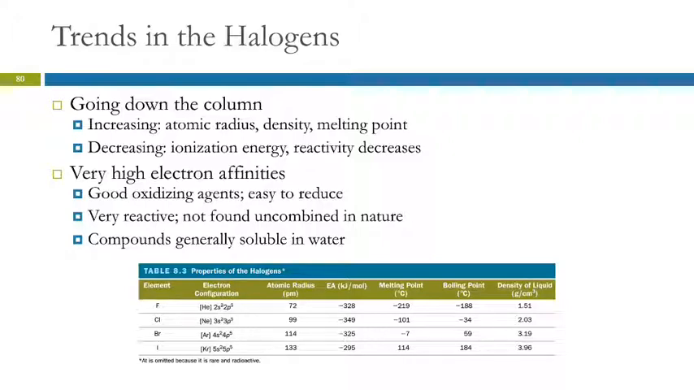Halogens have very high electron affinities, so they're good oxidizing agents because they're easy to reduce. And this is why the alkali metals and the halogens react together so well, because one of them's happy to give up electrons and the other one's really happy to take the electrons, and so they react together very well. These are also very reactive and generally not found uncombined in nature. Their compounds are also generally soluble in water.